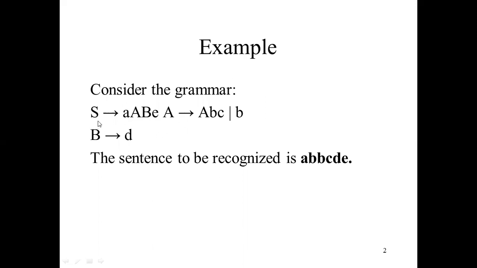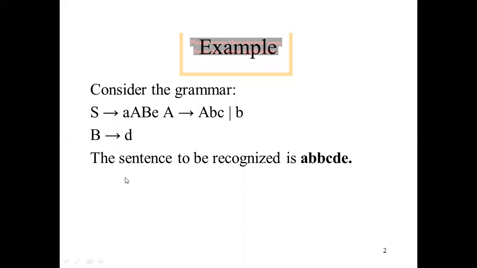Consider the grammar as we can use up to here small a, capital B, small e. Then capital A we can replace by capital A B C, or by small b only. This is the OR sign. Either we can use this total string or this single character b. Clear? Then capital B we can replace by small d, as per our need.